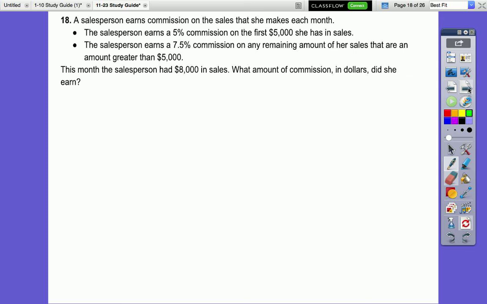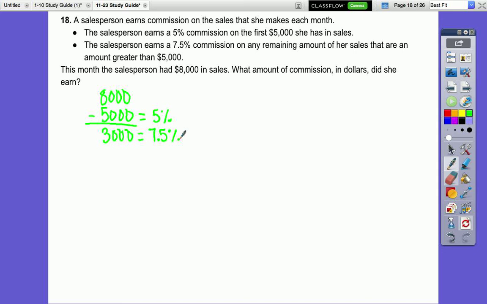Now, the first part where our 2 bullets are, that's pretty much like your scale. That's your reference. It's pretty much saying that if she makes the first $5,000, she's going to receive 5%. Anything over $5,000 will receive 7.5%. So let's start there. She has $8,000. The first 5,000 of that 8,000 will receive 5% commission. Well, what does she have left over? She has $3,000 left over. That's going to receive 7.5% commission.